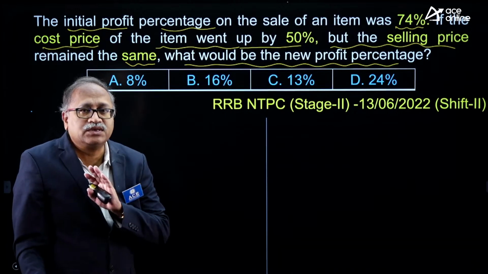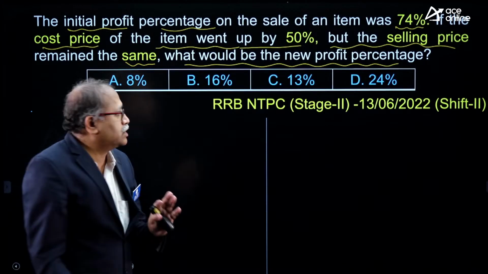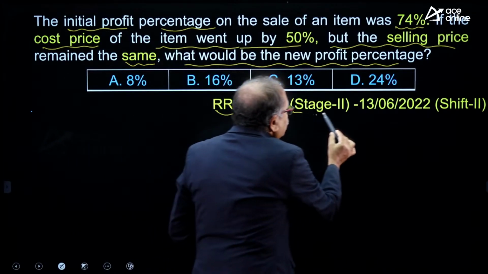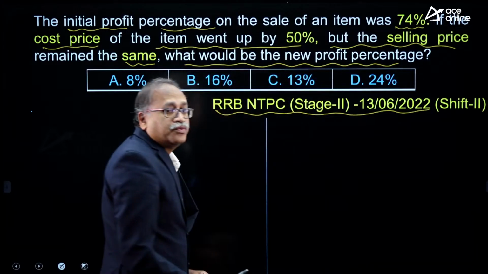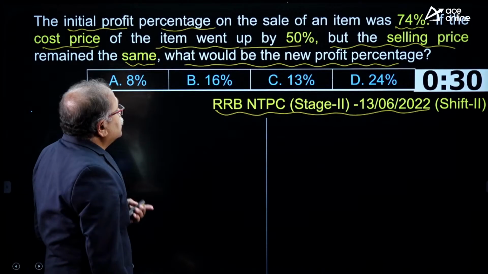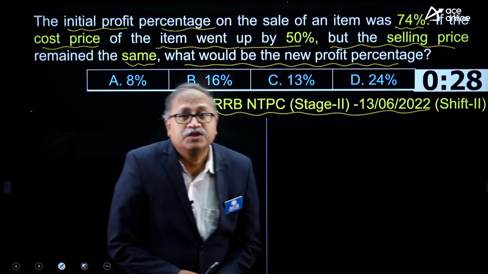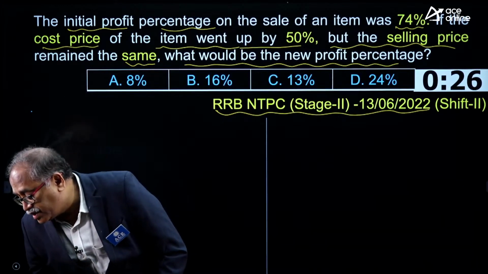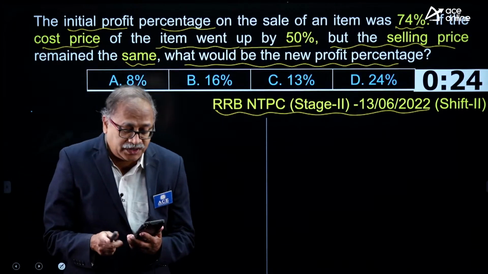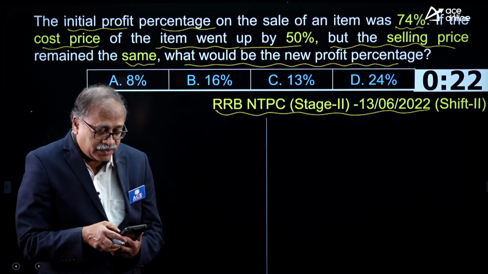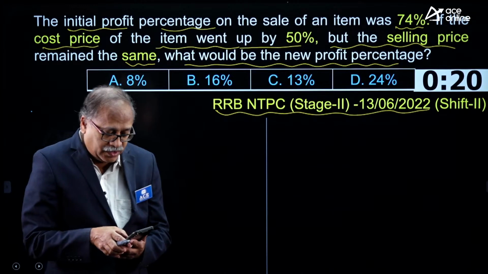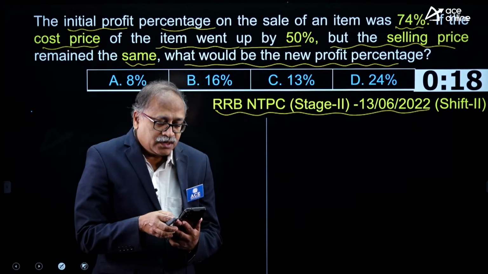Frequently asked question. This is profit and loss, a very common question, and you can see that this is RRB NTPC of 2022. So can I give 30 seconds for you to think about it and answer the question if possible, my dear friends? Yes, please. So try to answer the question.